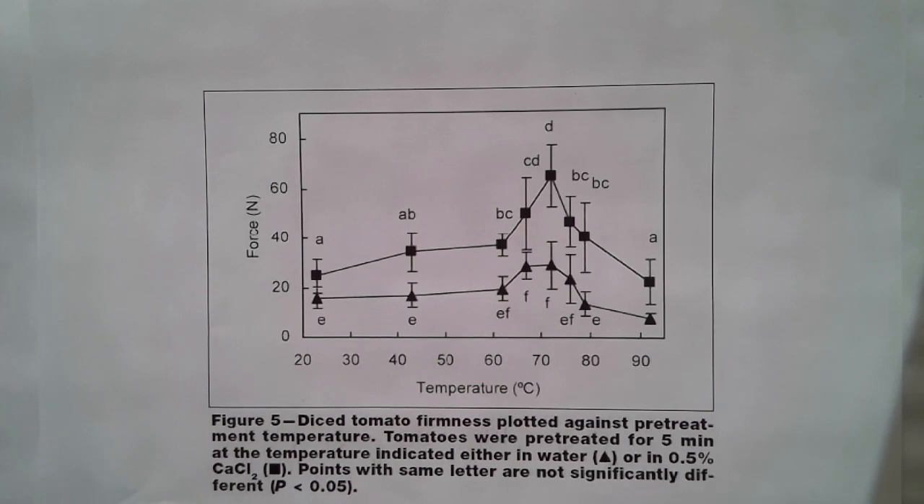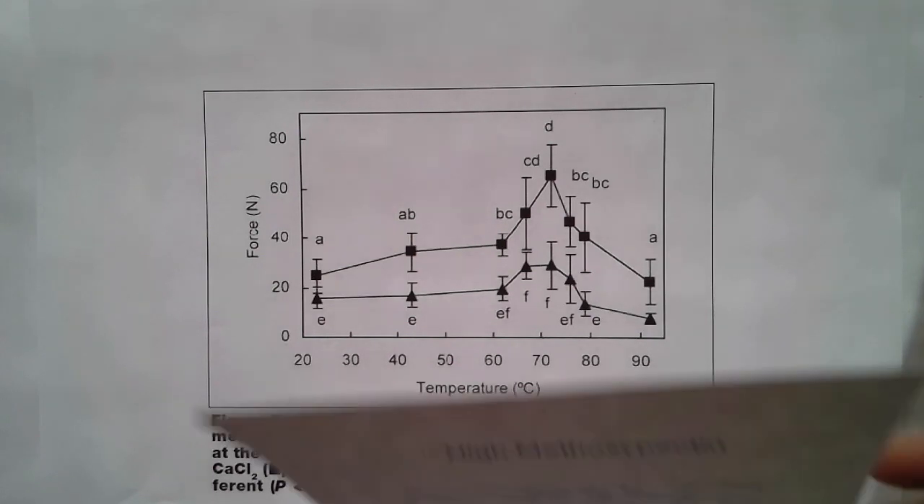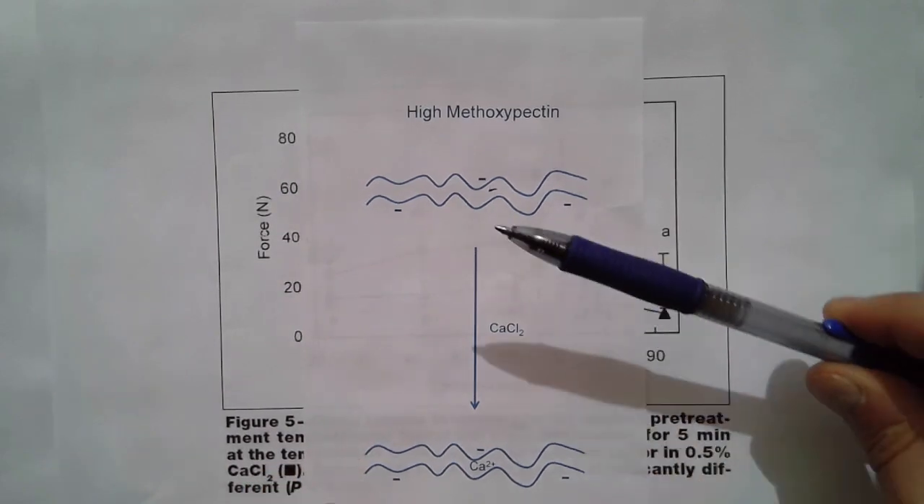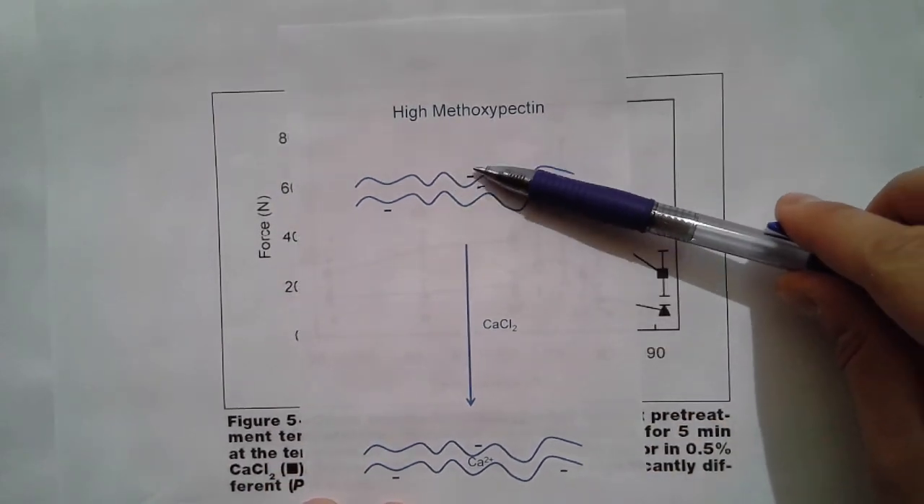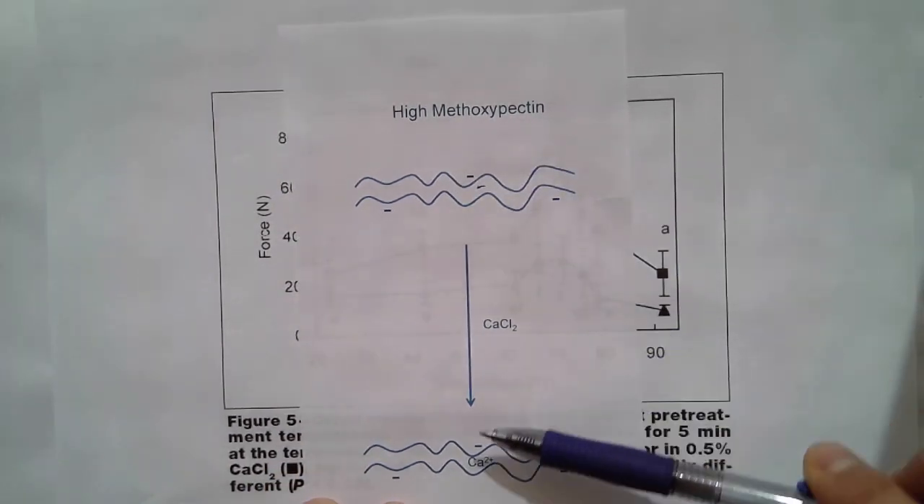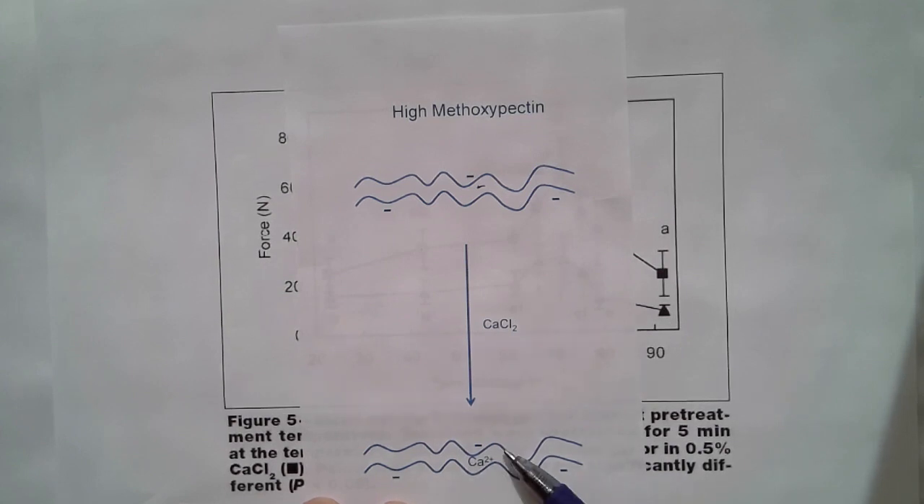And I'm going to refer back to this, hold on. So in that situation, they're starting with probably high methoxy pectin, they're adding calcium, and they're getting some increase in firmness just because calcium's able to interact with the few carboxylic acid groups that are present.